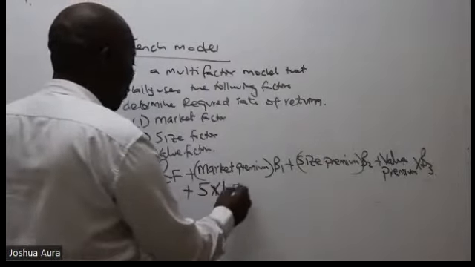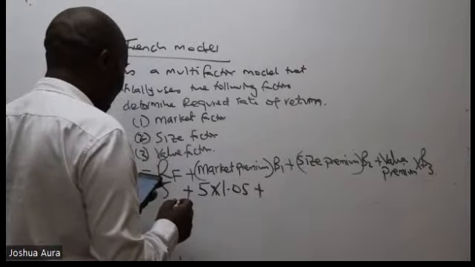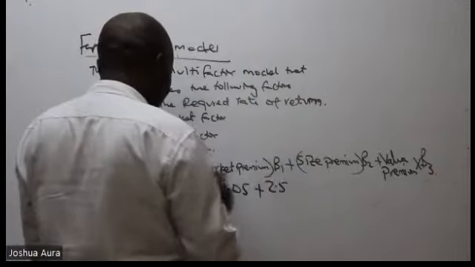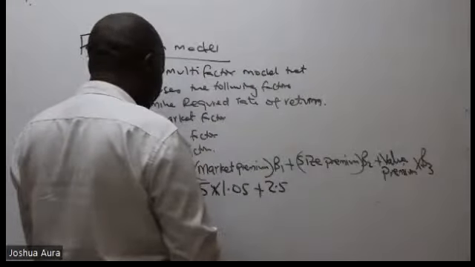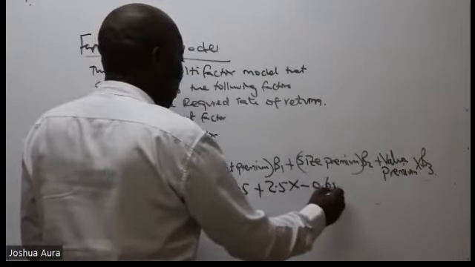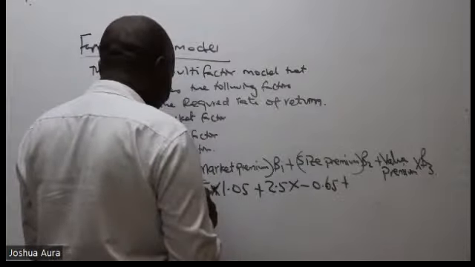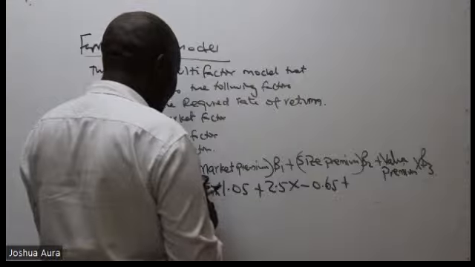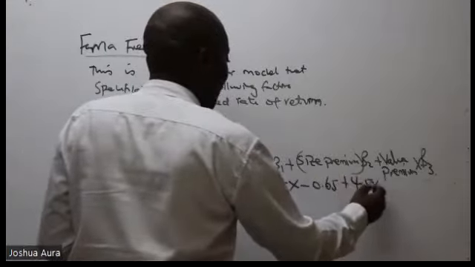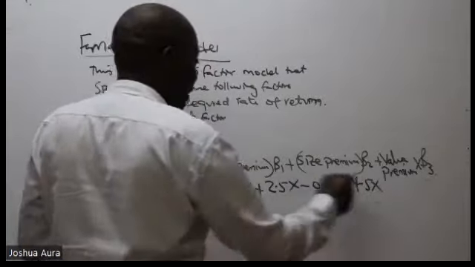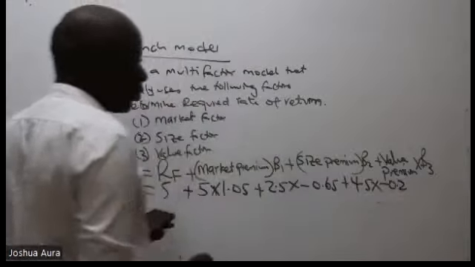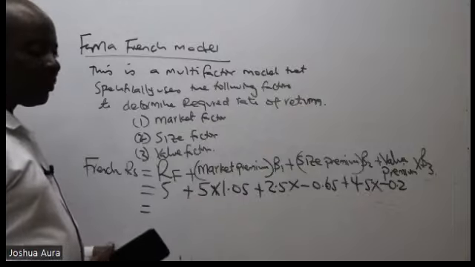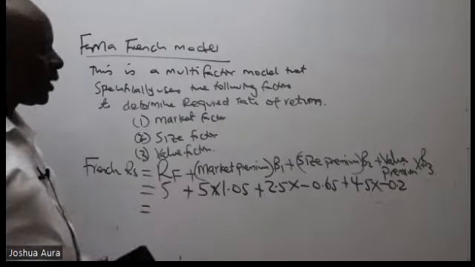Factor sensitivity is 1.05, plus the size premium. The size premium I can see is 2.5, times its risk factor, which is 0.65, plus, ladies and gentlemen, the value premium is 4.5, times minus 0.2. So could you kindly give me an answer there? If you wish, you can put the percentages if you want.